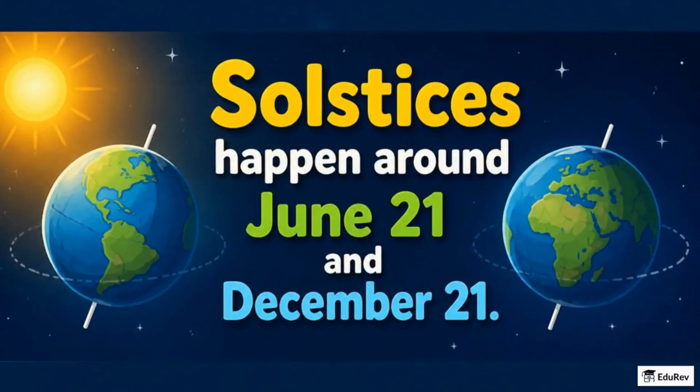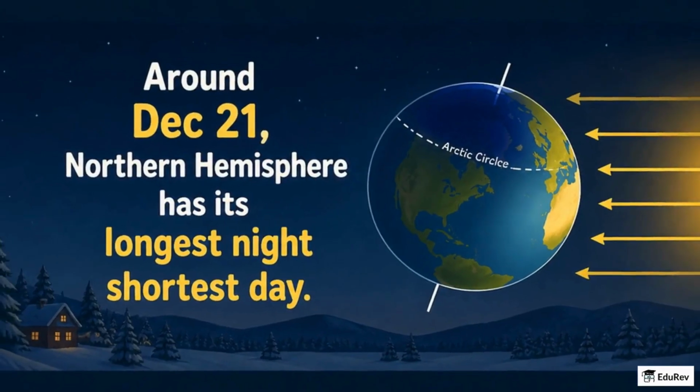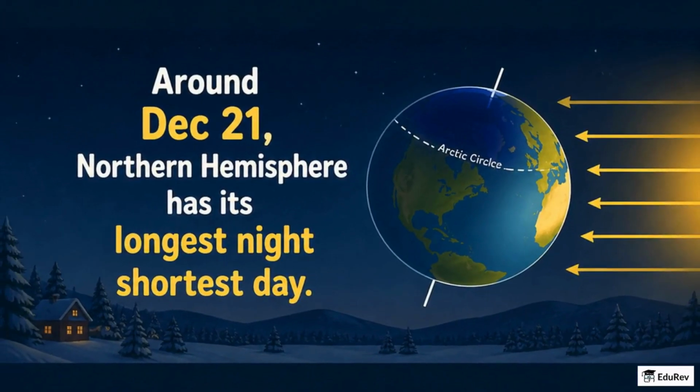Solstices happen around June 21st and December 21st. Around June 21st, the northern hemisphere has its longest day and shortest night, and the southern hemisphere has the opposite. Around December 21st, the northern hemisphere has its longest night and shortest day.